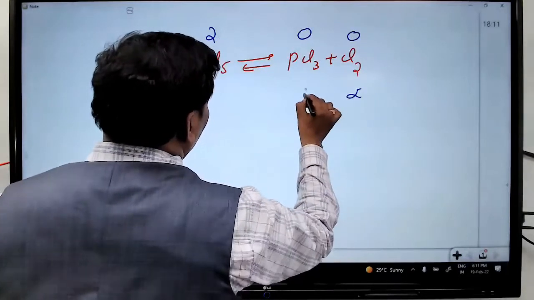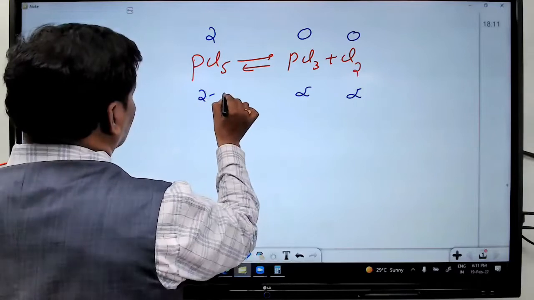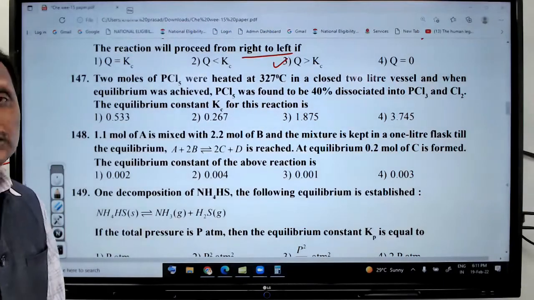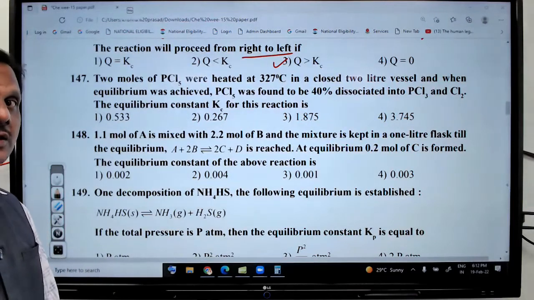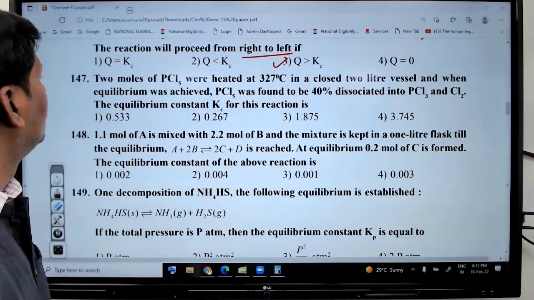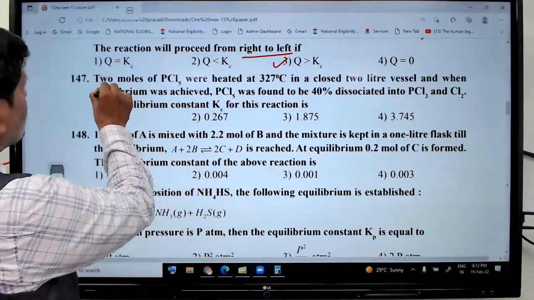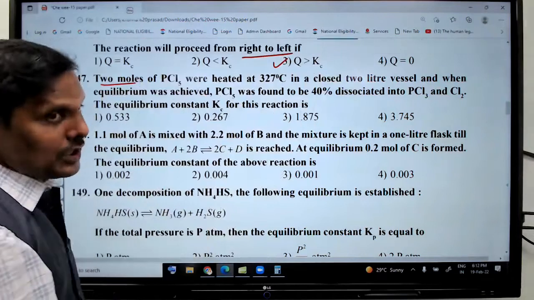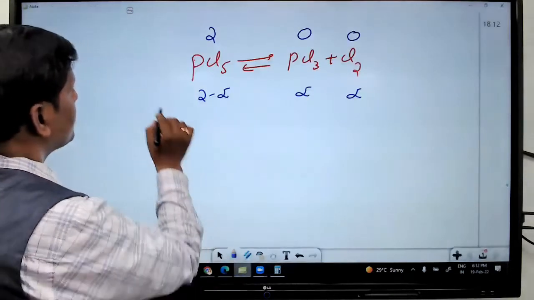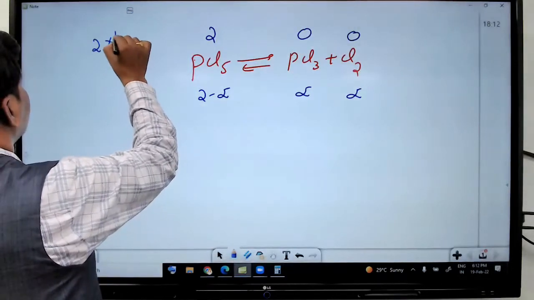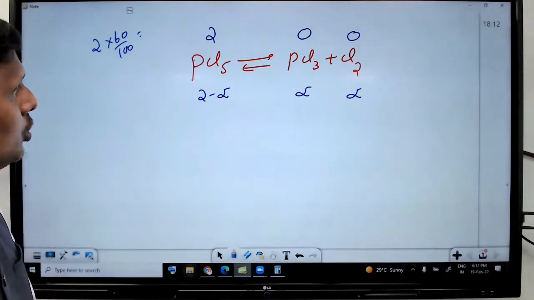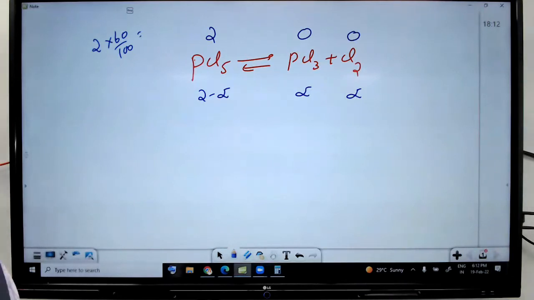At equilibrium: alpha, and 2 minus alpha. But in the problem, 40% is dissociated. 40% dissociated means how much percent is left over? 60%. That means 60% of 2 moles is left over. How much is 60% of 2 moles? 2 into 60 by 100. Look, how much is it? 1.2.